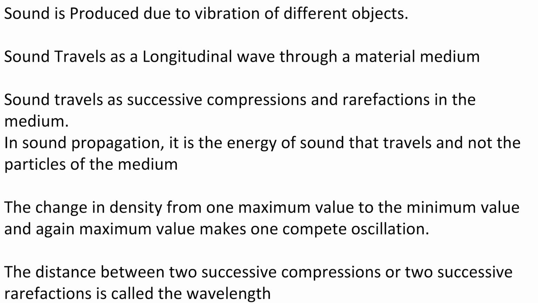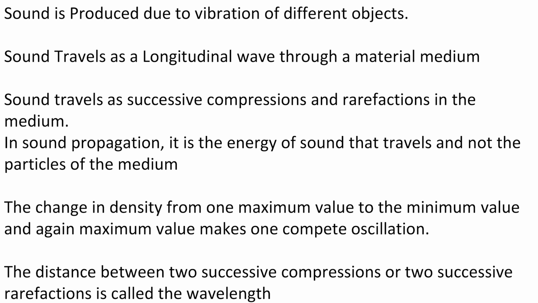Let us summarize. Sound is produced due to the vibration of different objects. Sound travels as a longitudinal wave through a material medium. Sound travels as successive compressions and rarefactions in the medium. In sound propagation, it is the energy of sound that travels and not the particles of the medium. The change in density from one maximum value to the minimum value and again to the maximum value takes one complete oscillation, that is one vibration. The distance between two successive compressions or two successive rarefactions is called the wavelength. This is what we learnt in this class.